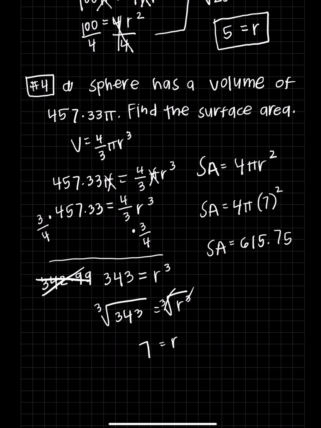So 4 pi 7 squared gives me that the surface area would have to be equal to 615.75. Because this is a surface area, I didn't give you units on these ones, so I'm not expecting you to put units on them, but we do know that it would be units squared, because this is a surface area. All right, and there we have it. This is how we deal with surface areas and volumes of spheres.